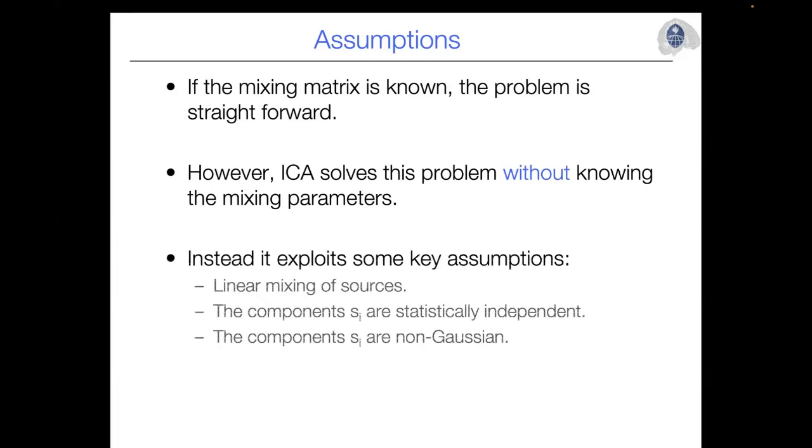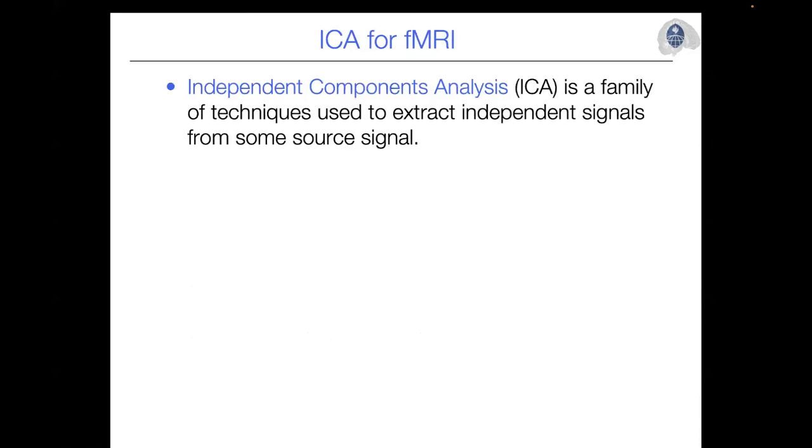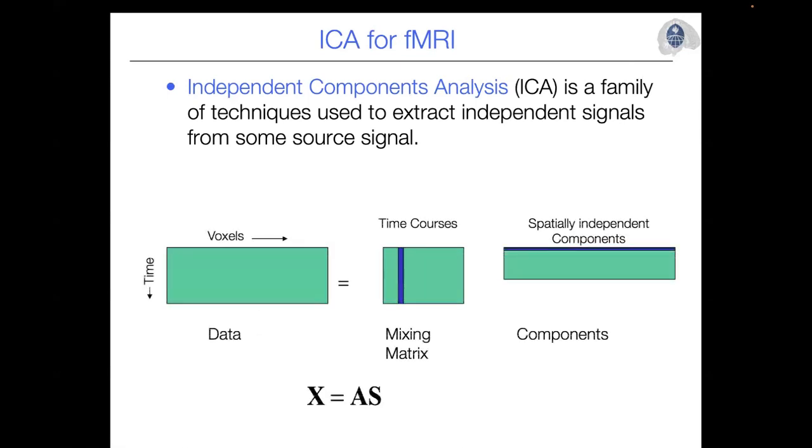And so what you have to do is you have to put a lot of assumptions on the problem. One is that there's a linear mixing of sources. The components Si have to be statistically independent. And actually, the components Si are non-Gaussian, or actually only one of these components can be Gaussian. And that's why you know that a statistician didn't think about this, because a statistician would never consider something to be non-Gaussian. So this is a very engineering way of doing this. And so independent component analysis is a way of extracting this signal from some source matrix.